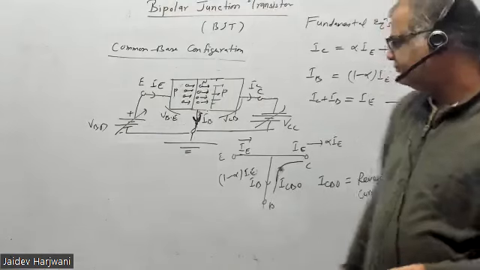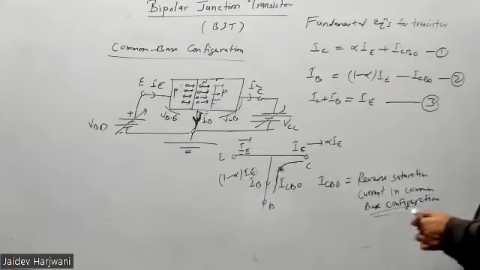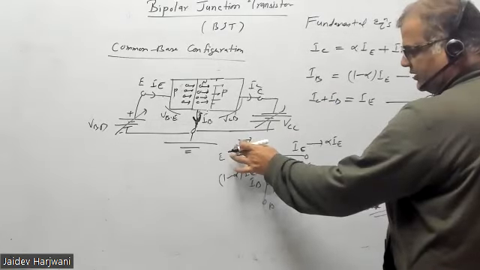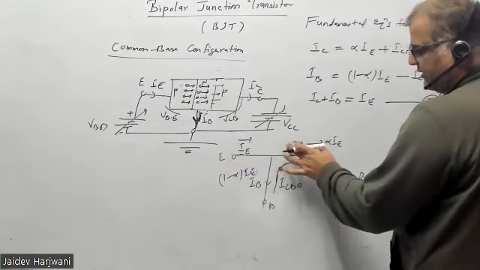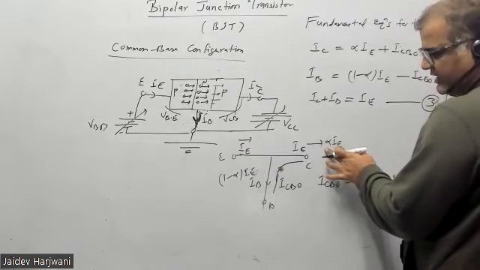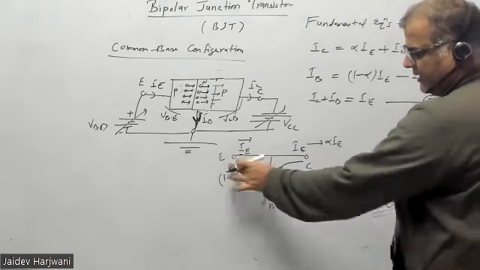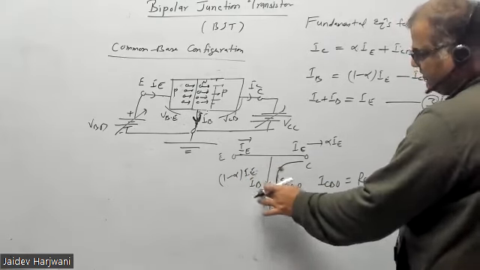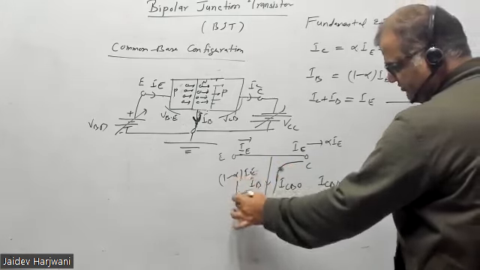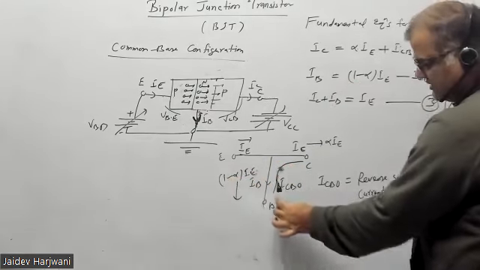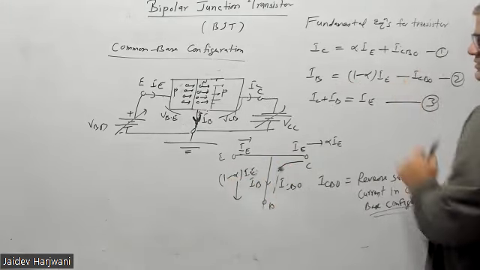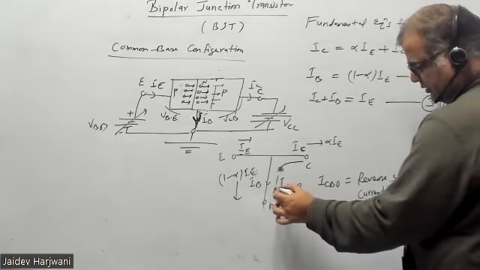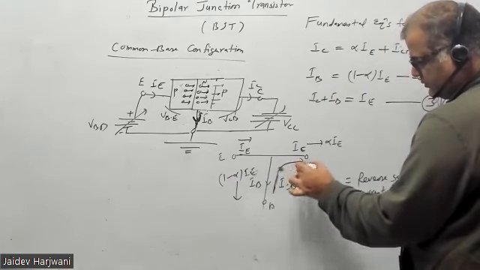Sir, please tell the second equation once more. Second equation, IB is coming. This is the total current. 0.99 IE goes here. Alpha IE goes here. Okay. 1 minus alpha IE goes down. So IB is made of what? IB is this 1 minus alpha IE, and this ICBO is reverse, so I am putting minus here. Clear? Yes sir. Okay.